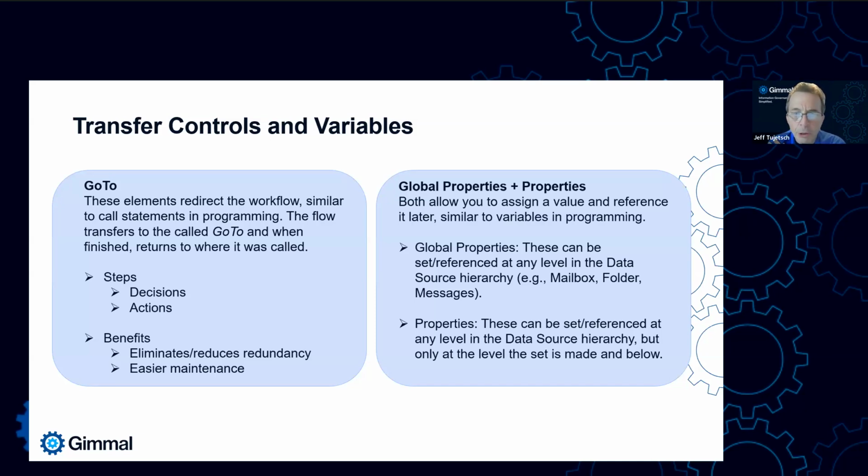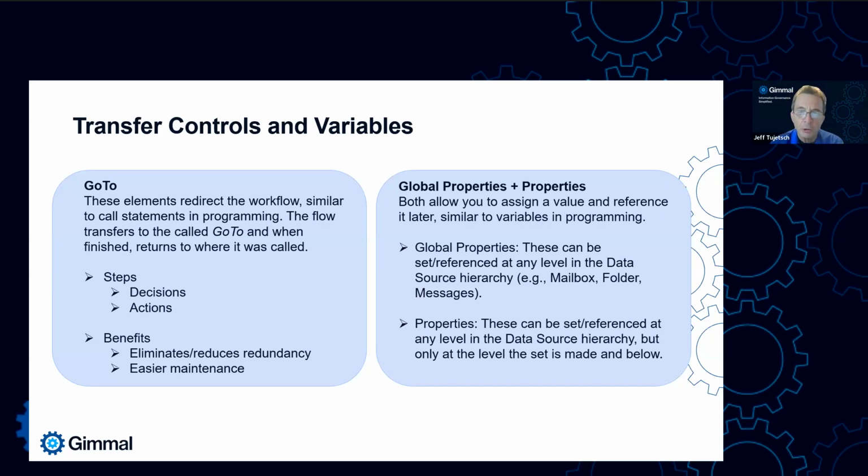I also brought up here global properties and properties. What these are, these provide you with the ability to assign values that you use and then reference later within the workflow. So there's 2 types. There's the global properties, which can be set at any level, and you're going to see that there. So for instance, I could set it at the mailbox level and use it at the message level, or we have properties which have to be set and referenced at the same level all the time through. So if I set it in messages, I have to reference it in messages. So it just gives you 2 different ways to assign these variables.